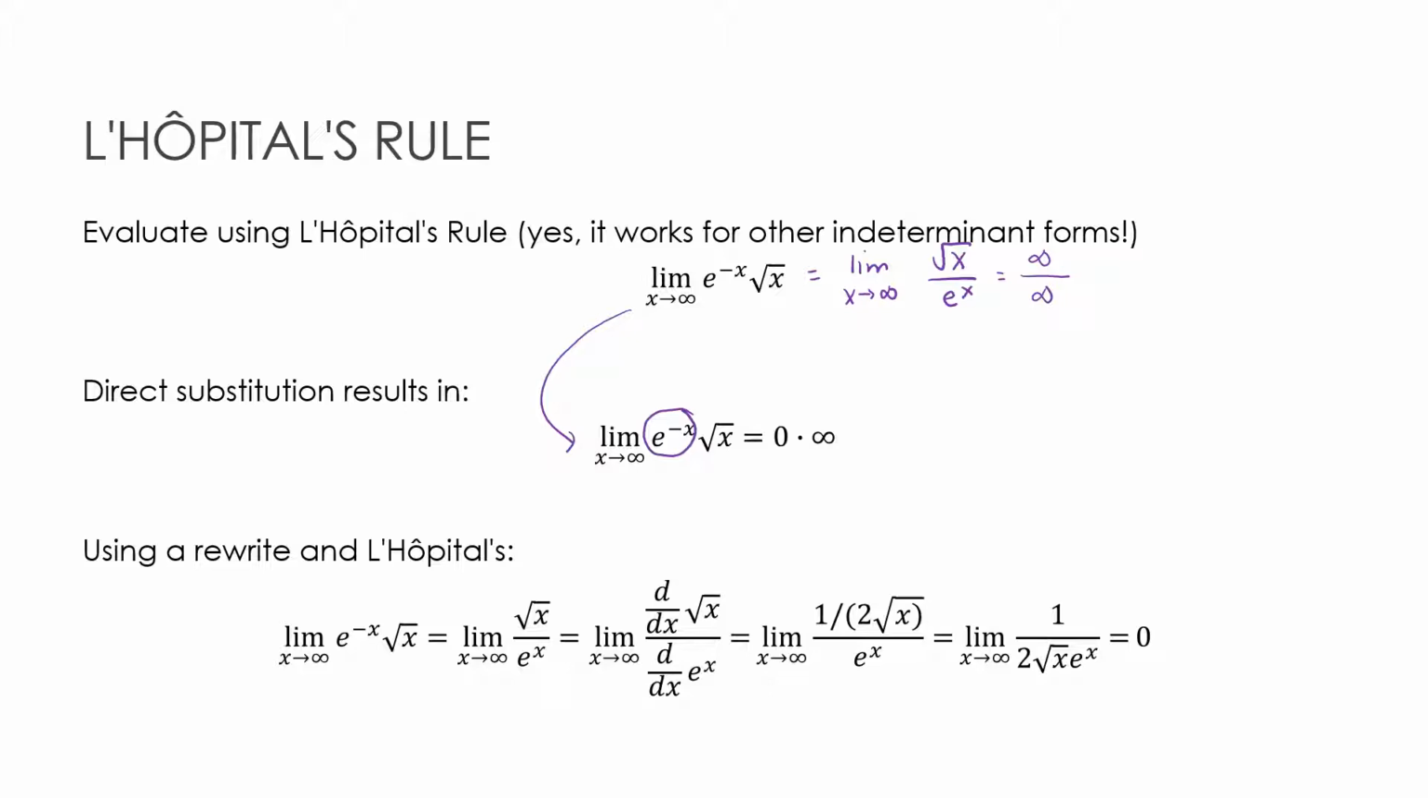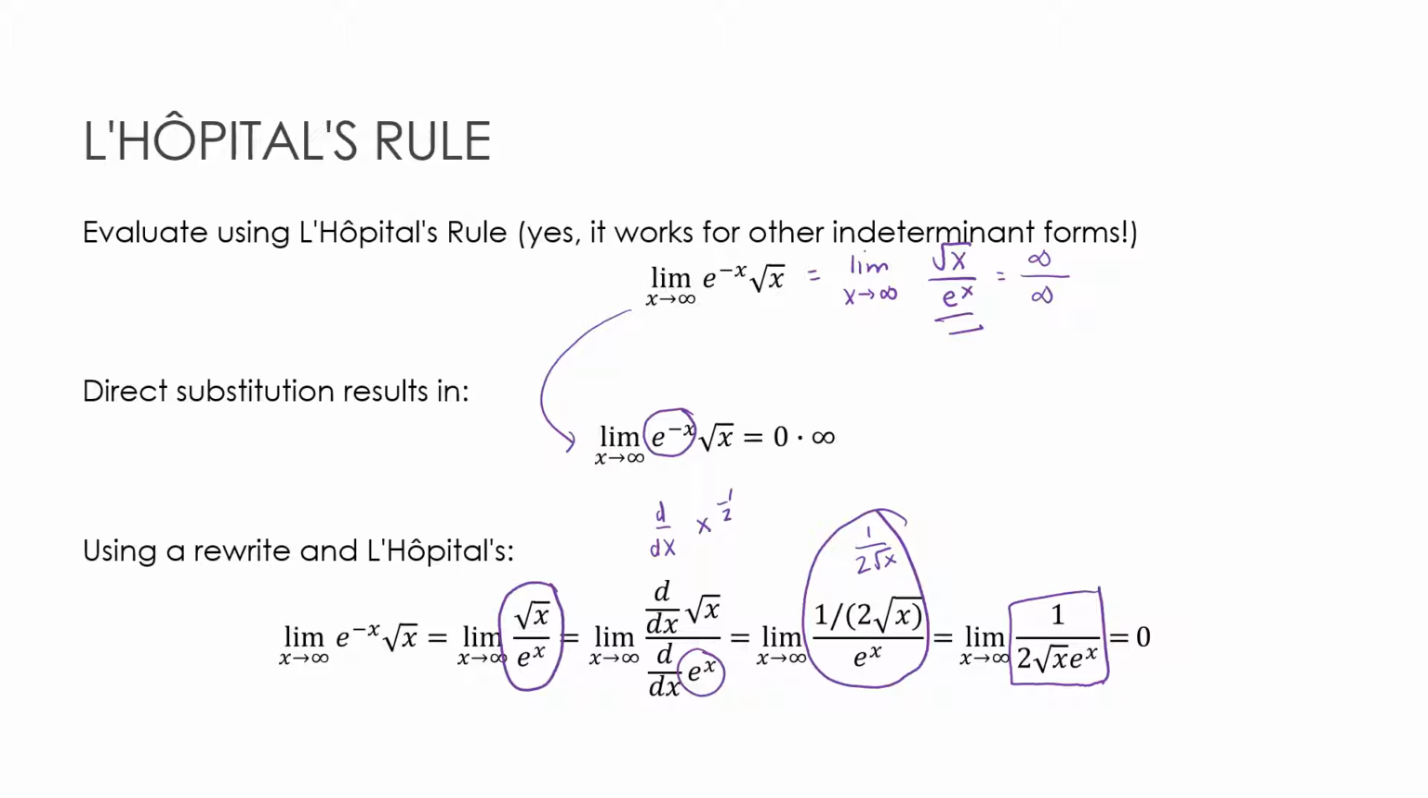L'Hopital's rule says, let's keep it using the rewrite as I did here. Now I'm going to take the derivative of the numerator. So again, I'm thinking of this as x to the 1/2, which gives me 1/2 x to the negative 1/2, which is essentially 1 over 2 radical x. And the derivative of e to the x is e to the x. I took this mess, because it was a fraction and then a fraction, and rewrote it like this.